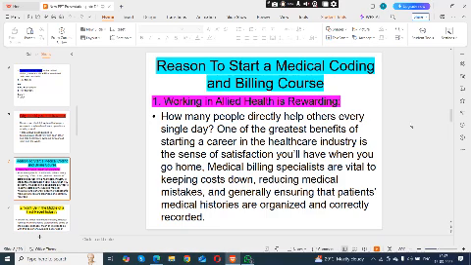Medical billing specialists are a very vital part of medical coding, and medical coders or billing specialists are very vital parts. Why? Because we are doing cost cutting, or cost reducing, in medical mistakes. Generally, patients' medical histories are organized and correctly recorded by the coders. So we are giving accurate codes, and that is very helpful to the insurance company, the physician, as well as the patient. So here three categories of people are beneficiaries on this project.